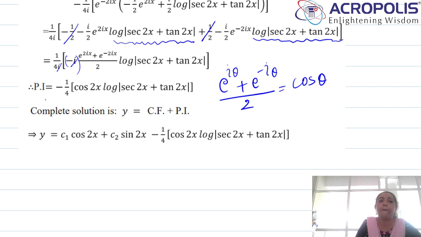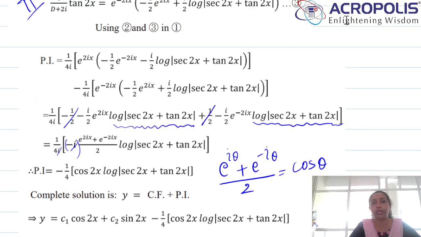This is the particular integral, and the complete solution of the equation is given by y equal to CF plus PI. So y equals c1 cos 2x plus c2 sin 2x minus 1 by 4 in bracket cos 2x log of sec 2x plus tan 2x. So I hope you all understand the general method for finding the particular integral.